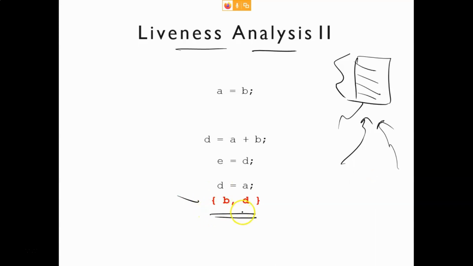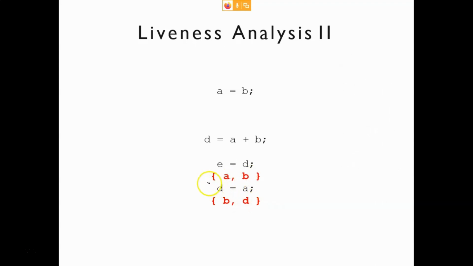So this b comma d is live at this point. Now you can see after this point, what will happen? You will include a, you will remove d. So this is what you will do. You will include a, you will remove d. Similarly, before this, what will you do?